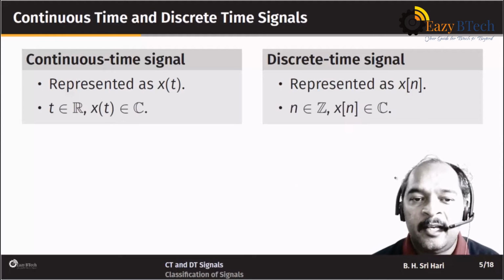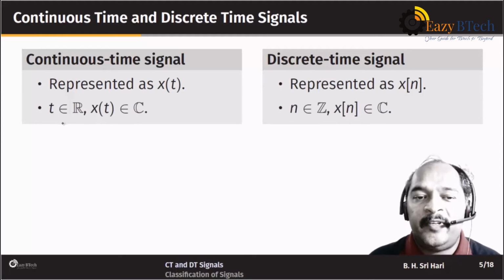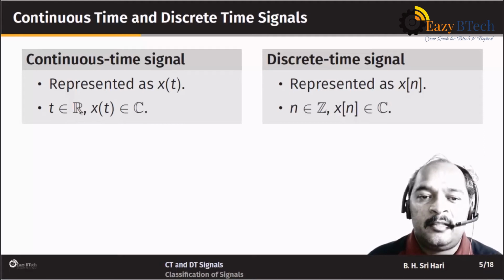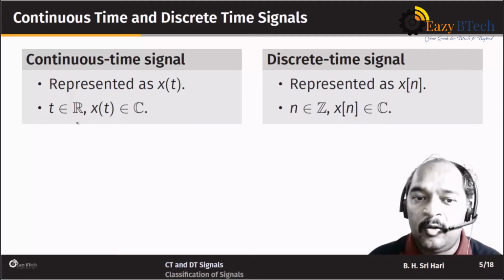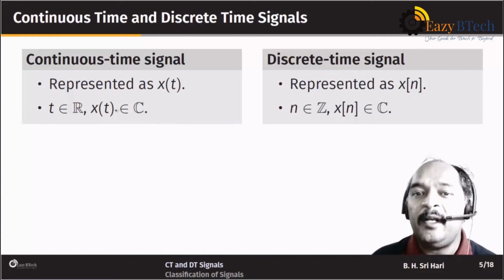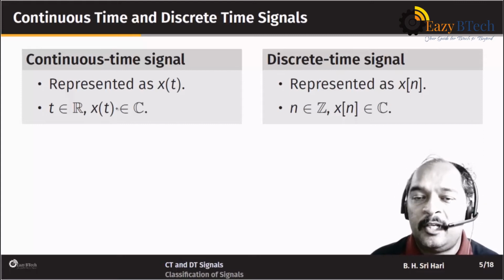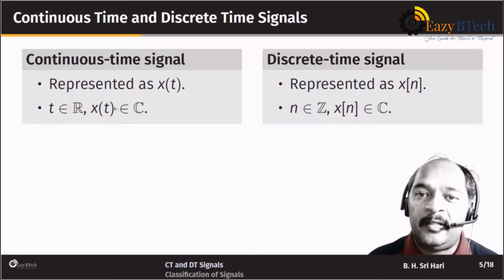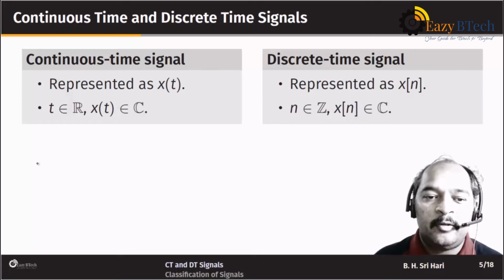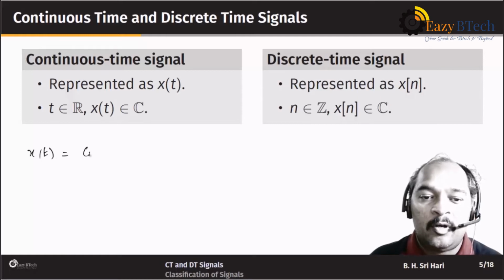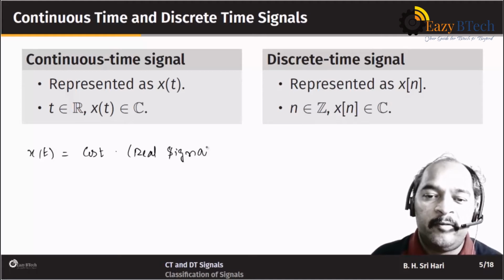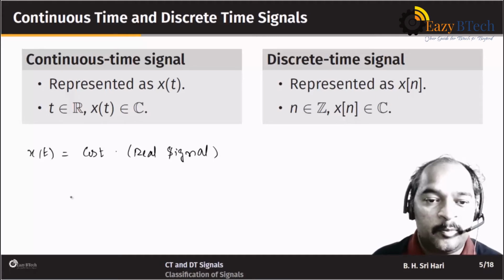Note that the time t is always continuous, which means it takes all real values, and the amplitude of the signal, x of t, can even take complex values. There is no constraint on the amplitude, but time is always real. For example, I can have a signal x of t equal to cos t. We call this kind of signal a real signal, because it always takes real values.